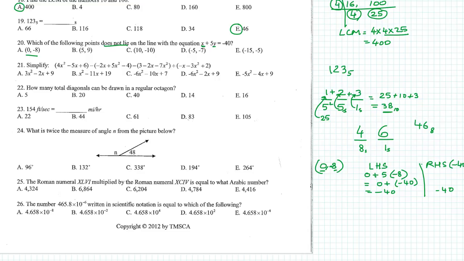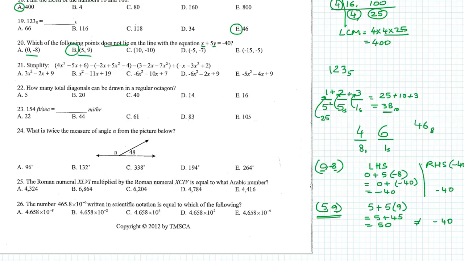So let's test the choice B. When we test 5, 9, on the left hand side we get 5 plus 5 times 9, because the value of y is 9. What we get is 5 plus 45, which is equal to 50. So that is clearly not equal to the right hand side, which is minus 40. So that means 5, 9 does not lie on this line. So let's select B as the answer.